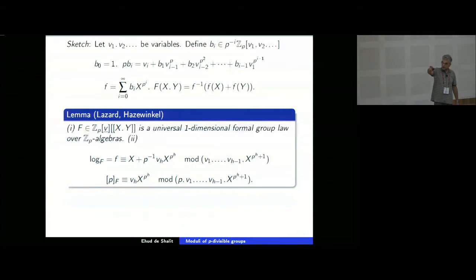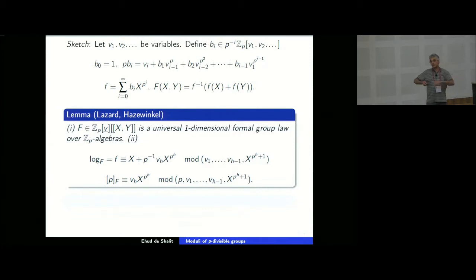And you can say something about multiplication by p. Multiplication by p is congruent to v_h x^{p^h} modulo p and all the v's below v_h, v1 up to v_{h-1}, and higher terms. But what this means is that if you specialize v1 up to v_{h-1} to be 0, and you reduce mod p, then your power series begins with x^{p^h}, which means that the height is h.